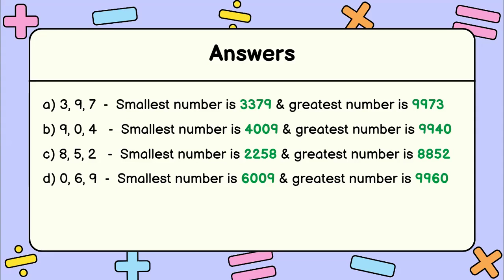So, let's move on to the D sequence. 0, 6, and 9. Just like in the B sequence, the smallest number we get is 6009 and the greatest number we get is 9960.